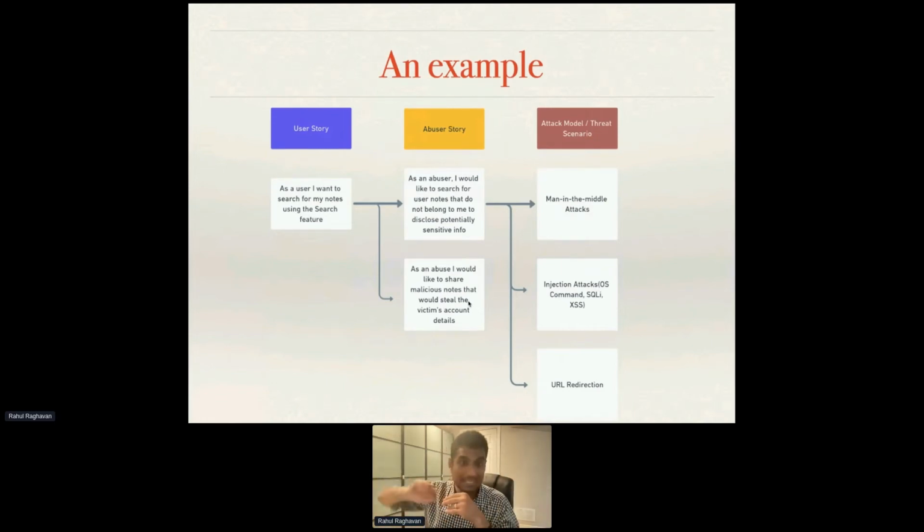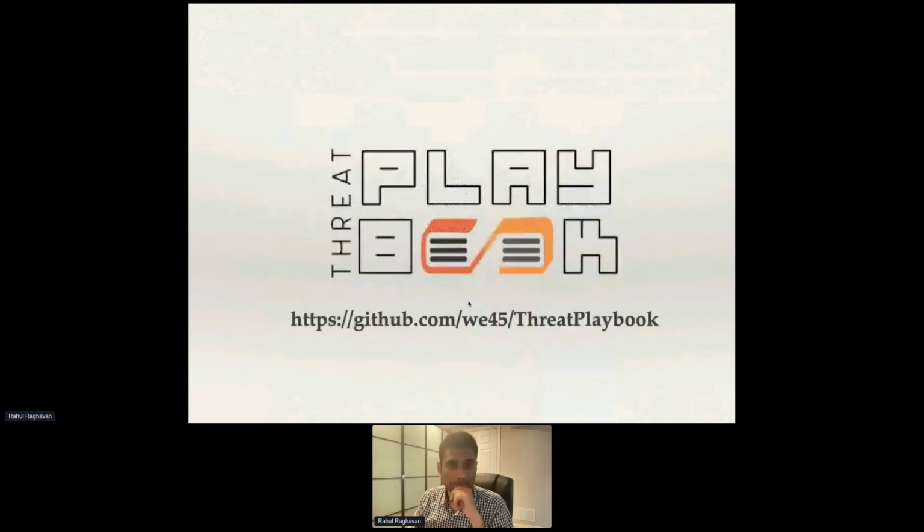This is just an example, but it really is not a 1:1 relationship. A user story could have multiple abuse cases, and each of those abuse cases could be exploited in multiple ways. So it's almost like a branch out scenario where there is a use case that branches out into multiple attack scenarios.